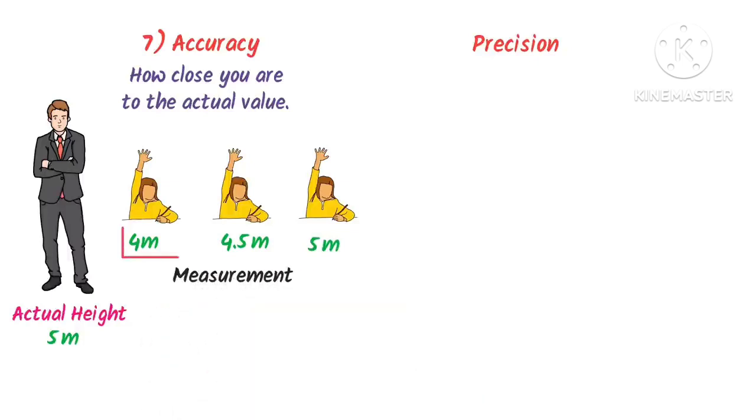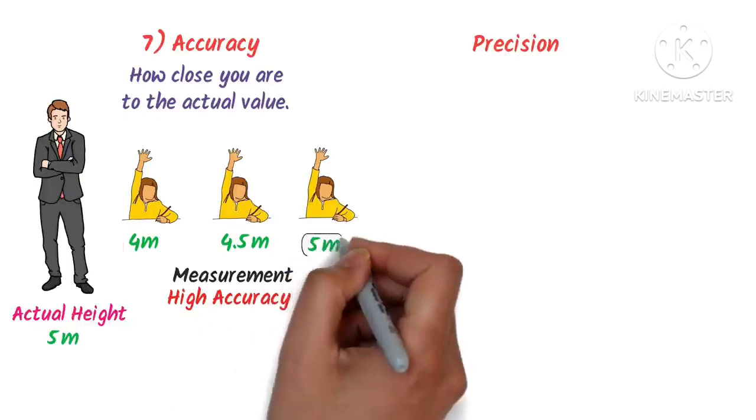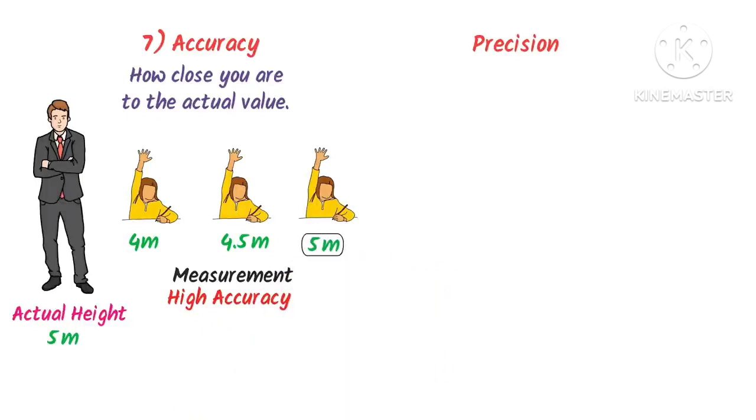We say that this whole measurement is an accurate result, or we say high accuracy, because one measurement is exactly 5 meter, which matches the actual height of the man. So the actual measurement is 5 meter and this measurement of the student is also 5 meter. So they both are intersecting or touching each other. So we say that this measurement is accurate or it has high accuracy.